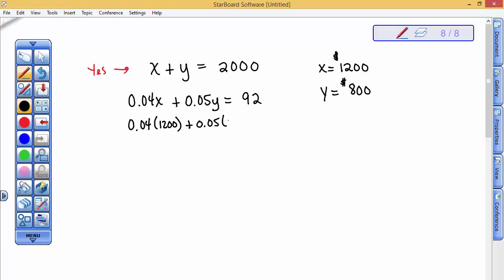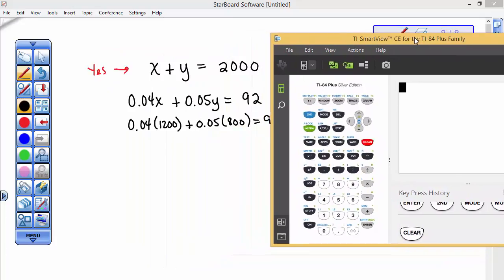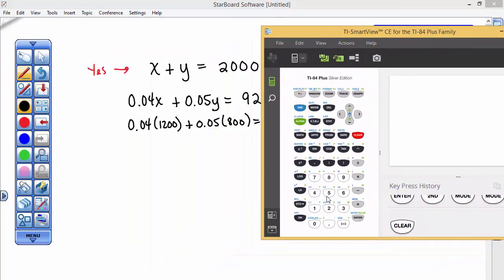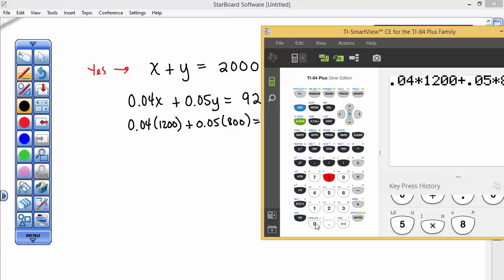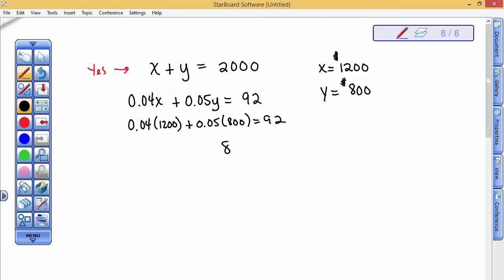So let's go 0.04 times 1,200, and then I'm just going to go plus 0.05 times 800. I'm going to hit enter and move my calculator over. So 0.04 times 1,200 plus 0.05 times 800 says the student would have earned $88. So 88 does not equal 92, and so I can say no, I've made a mistake. This is not a solution to this story problem, to this system.